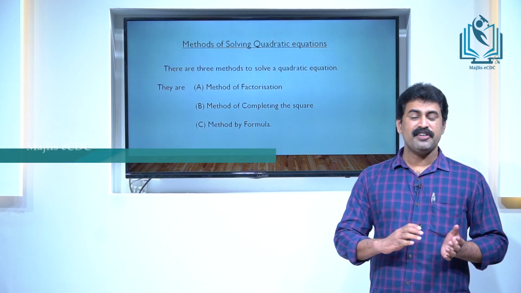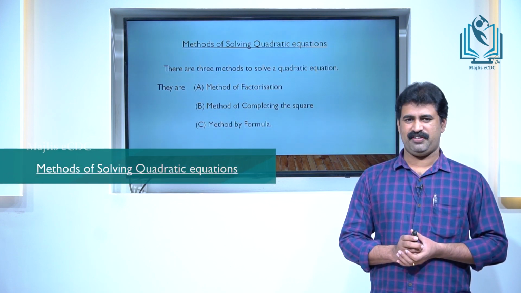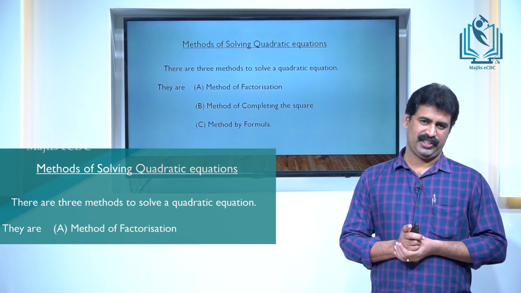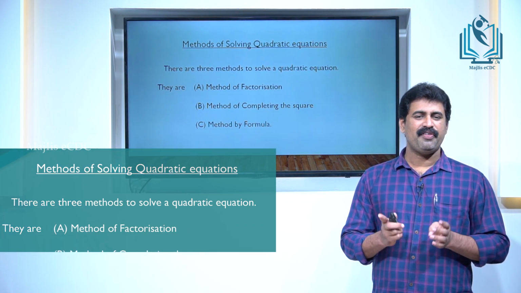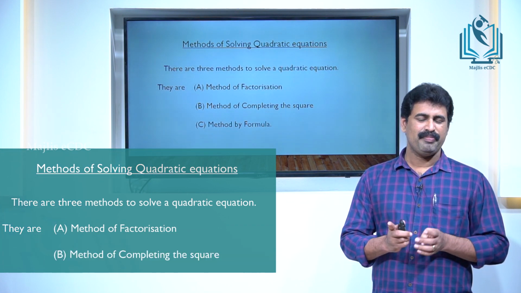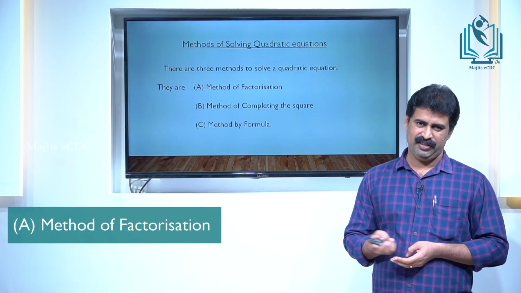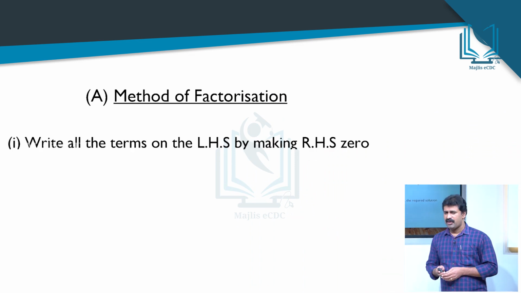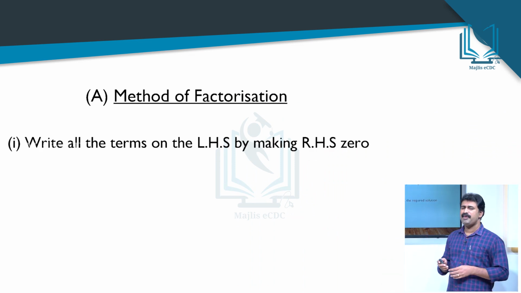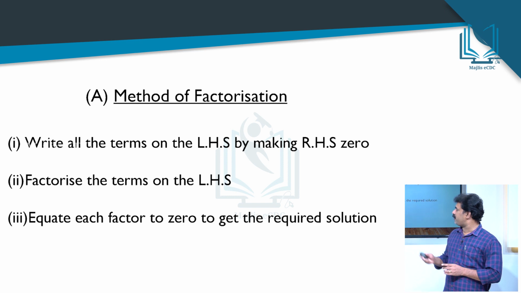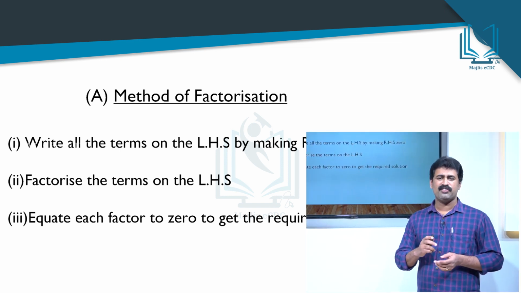Next, methods of solving quadratic equations. There are three methods. The first method of factorization. Second, method of completing square. Third, method by formula. So first method of factorization. In this method, first, write all the terms on LHS by making RHS 0. Second, factorize the terms on LHS. And third, equate each factor to 0, then we will get the required solution.